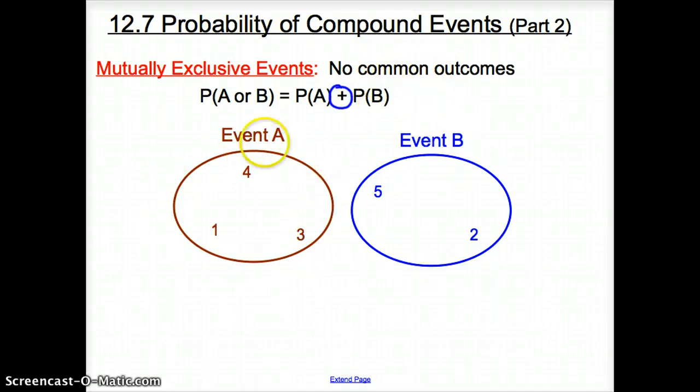If we look at the Venn diagram, here's event A, here is event B. They share no common outcomes. Big key here with mutually exclusive events: we are just looking for one item. We are picking one thing. That's the key with mutually exclusive or overlapping events that we'll get to.